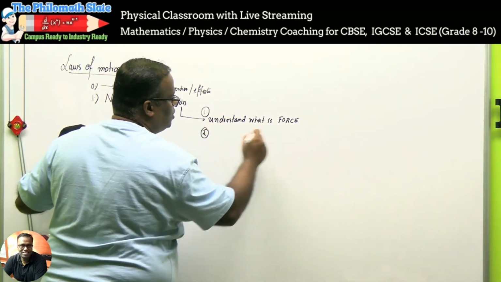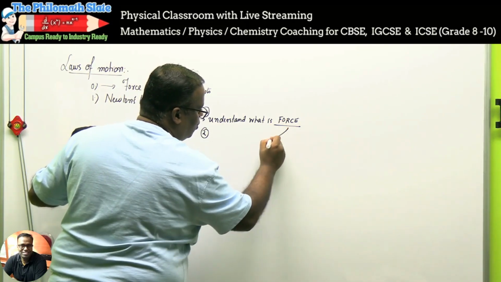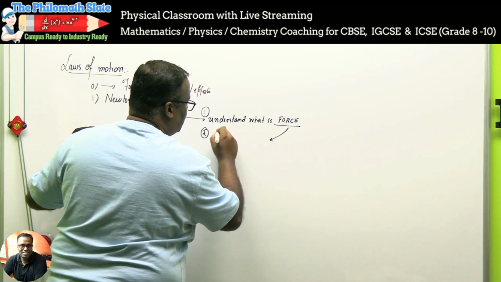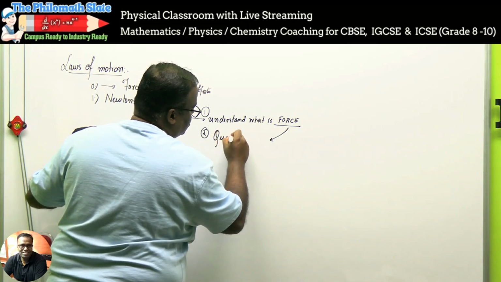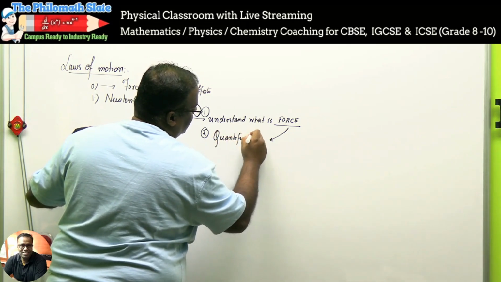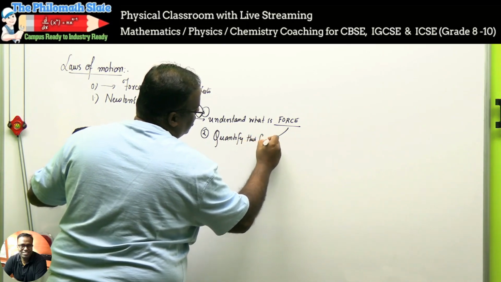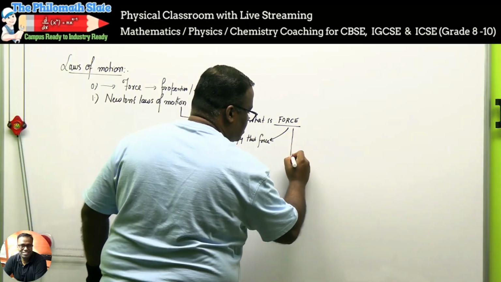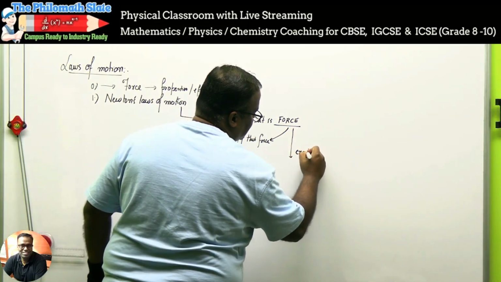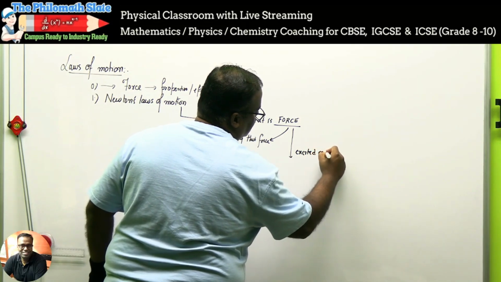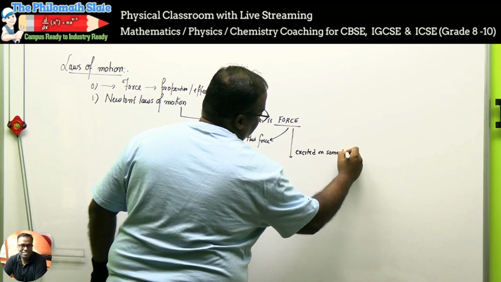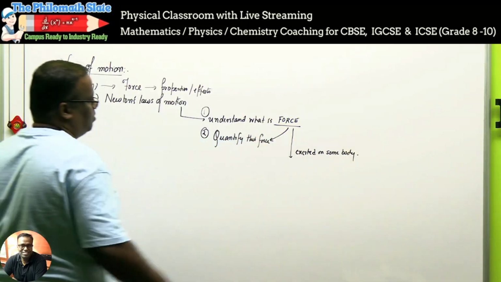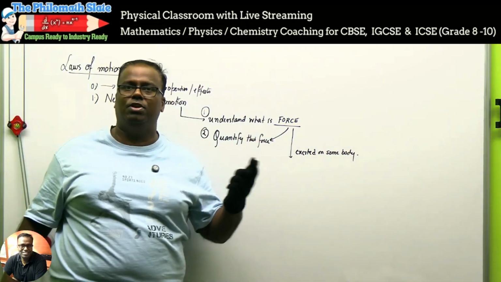Law number 2: once you have understood this force, the second law tells you how to quantify this force. And so far, when you will be understanding this force, it will always be exerted on some body. That's how the laws are explained. The force acting on a body, the force moving a body.